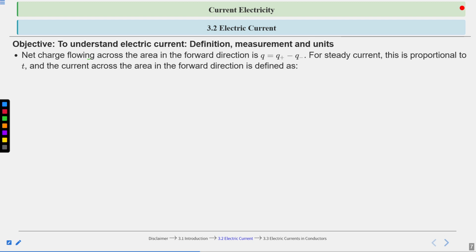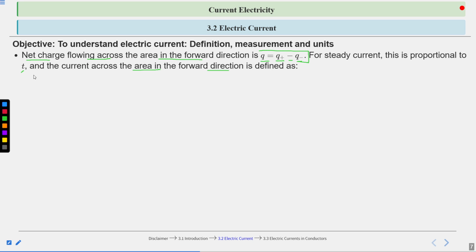So the net charge flowing across the area in the forward direction is Q equal to Q positive minus Q negative. Okay, net charge means positive as well as negative. So the net charge flowing across the area in the forward direction is given by Q positive minus Q negative. For steady current, this is proportional to t, and the current across the area in the forward direction is defined as follows. For steady current, we can say this Q is proportional to t.